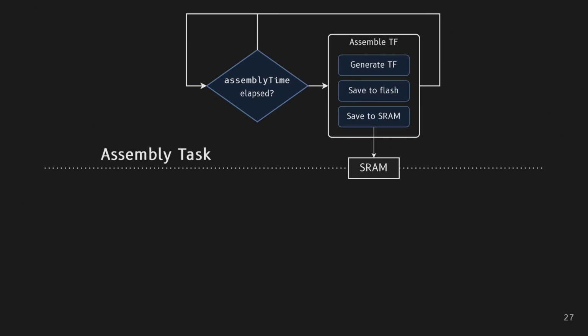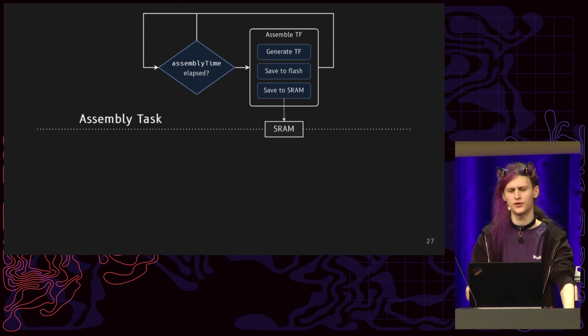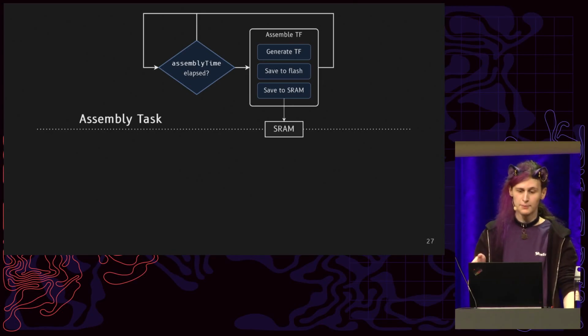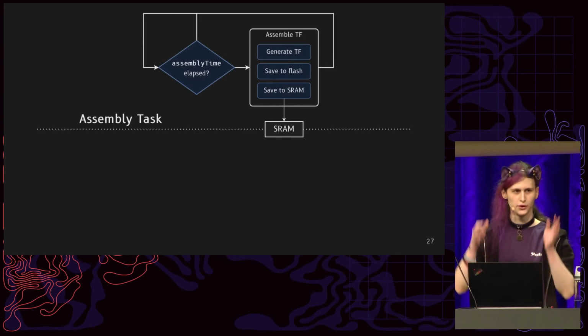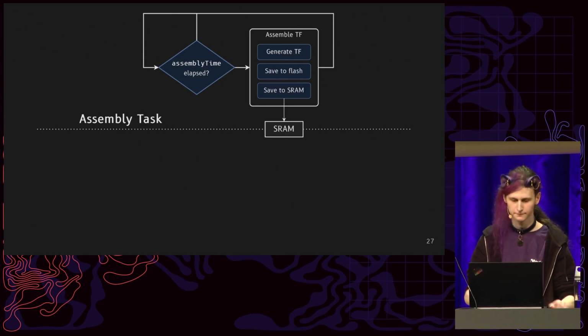And this assembly time thing is a configurable parameter that's stored in flash somewhere. So it's a setting, but it's usually set for 90 seconds. And so when this 90 seconds elapse, it generates a new transfer frame, collects all the telemetry, puts it in flash for later downlinking, and also puts it in SRAM somewhere for live downlinking.